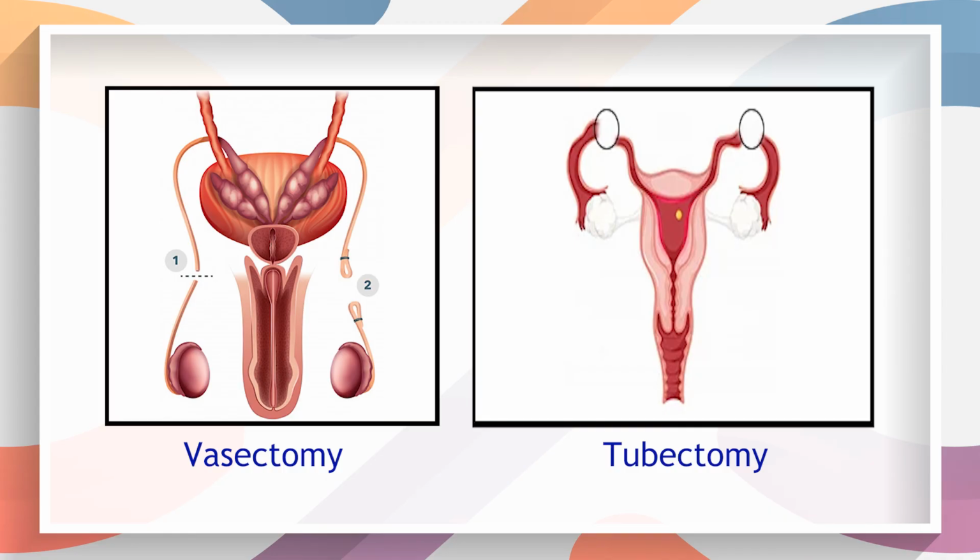In females, it is called tubectomy, in which fallopian tubes are cut and then tied, whereas in males this method is called vasectomy, in which a small part of vas deferens is removed by incision and then tied. Due to this method, the gametes will not reach to their destination, hence there will be no fertilization. So, viewers, these are the different methods of contraception.